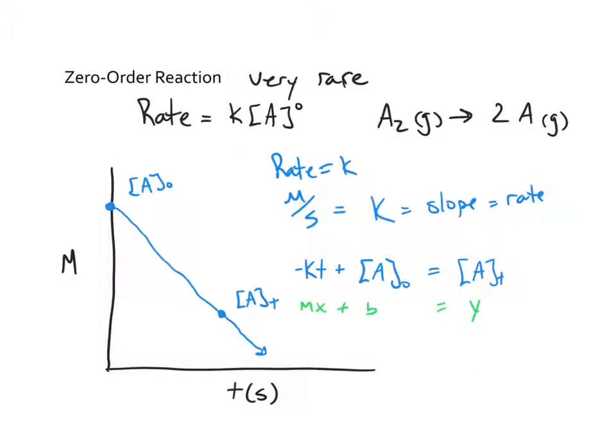But instead of y and x and m, I use k and the initial concentration and the concentration at time t. So what you can do with this formula of this line is if you know two of these three variables, you can solve for the missing variable. So if I give you an initial concentration and a final concentration, I can ask how long it took for this reaction to occur, assuming you know k. Or if you know k and you know the initial concentration, I can ask, what is the concentration after 30 seconds?